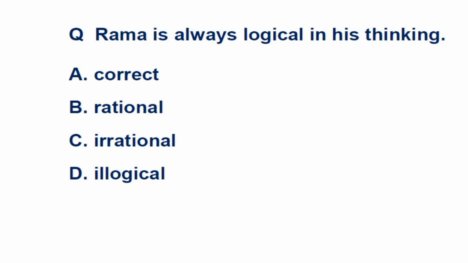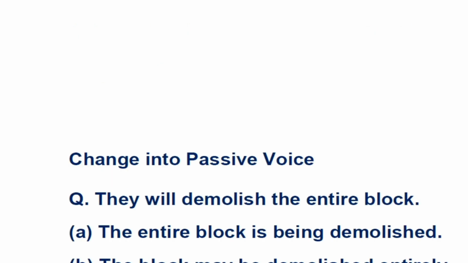Rama is always logical in his thinking. Logical. Consider logical. What is the antonym or opposite word of logical? It's illogical. We all know it's illogical. So the answer is illogical, option D. So actually they give the question as a sentence, but we need to pick out that specific word from the question and find the answer. Okay. Now moving to the next question.